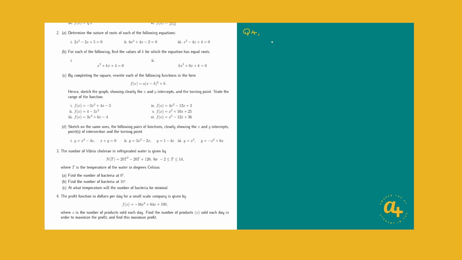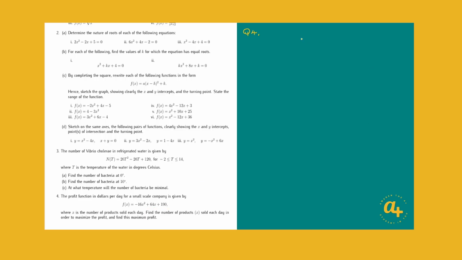Alright, so now we're going to look at question 4. Question 4 reads: the profit function in dollars per day for a small scale company is given by f(x) = -16x² + 64x + 190, where x is the number of products sold each day. Find the number of products x sold each day in order to maximize the profit and find this maximum profit. So when we look at the question here, we have our function, which is given by -16x² + 64x + 190.